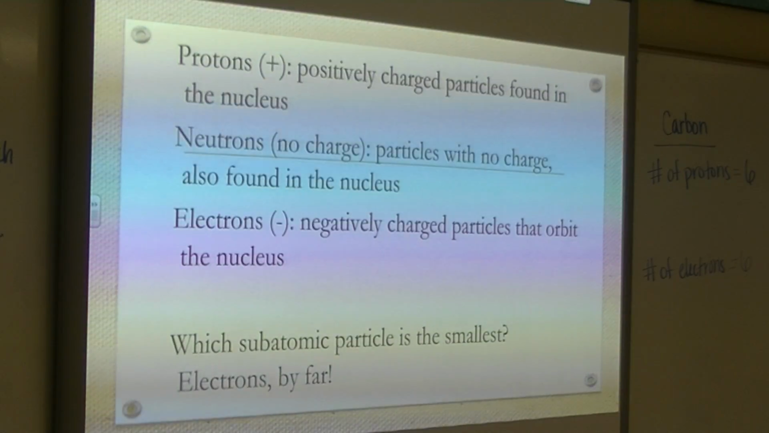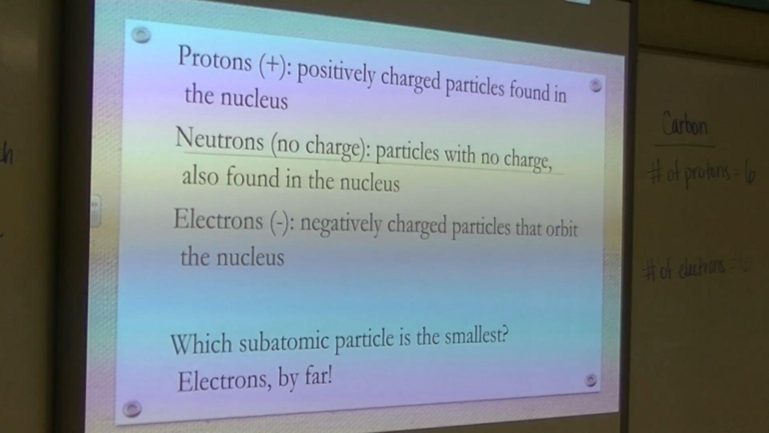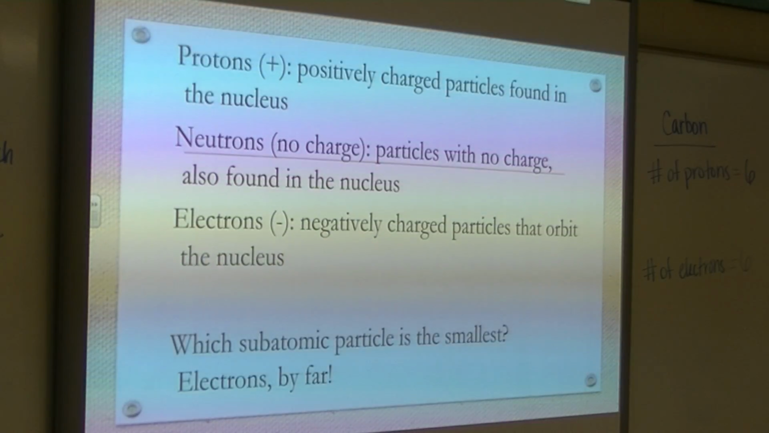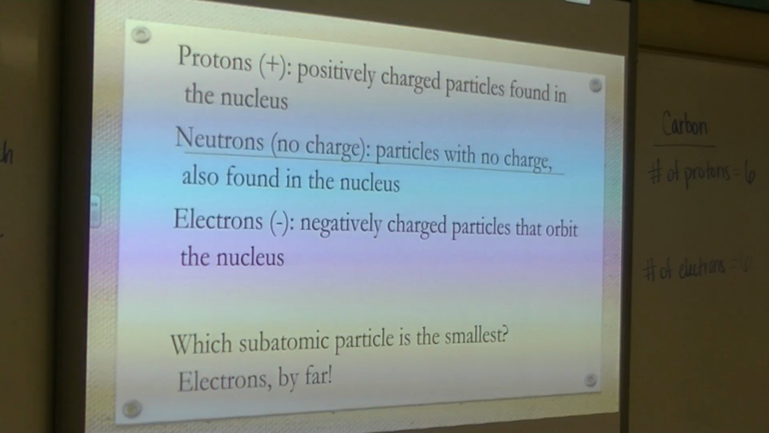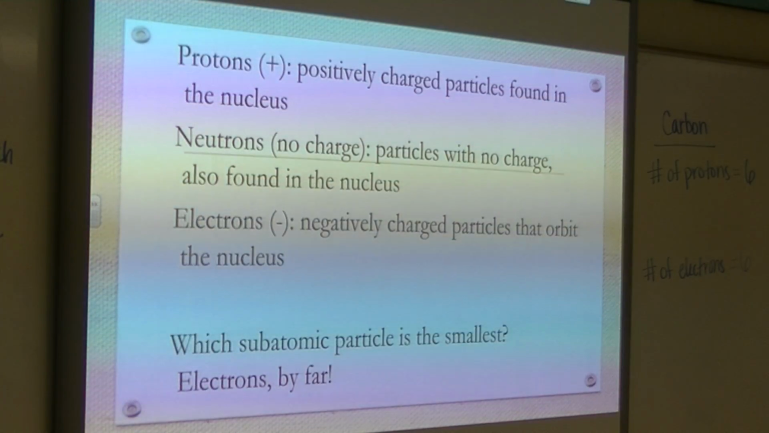Protons have a positive charge, so in your parentheses on your notes, put a little plus sign. They are positively charged particles found in the nucleus. Neutrons have no charge. They are also found in the nucleus. And electrons are negatively charged particles that orbit the nucleus.